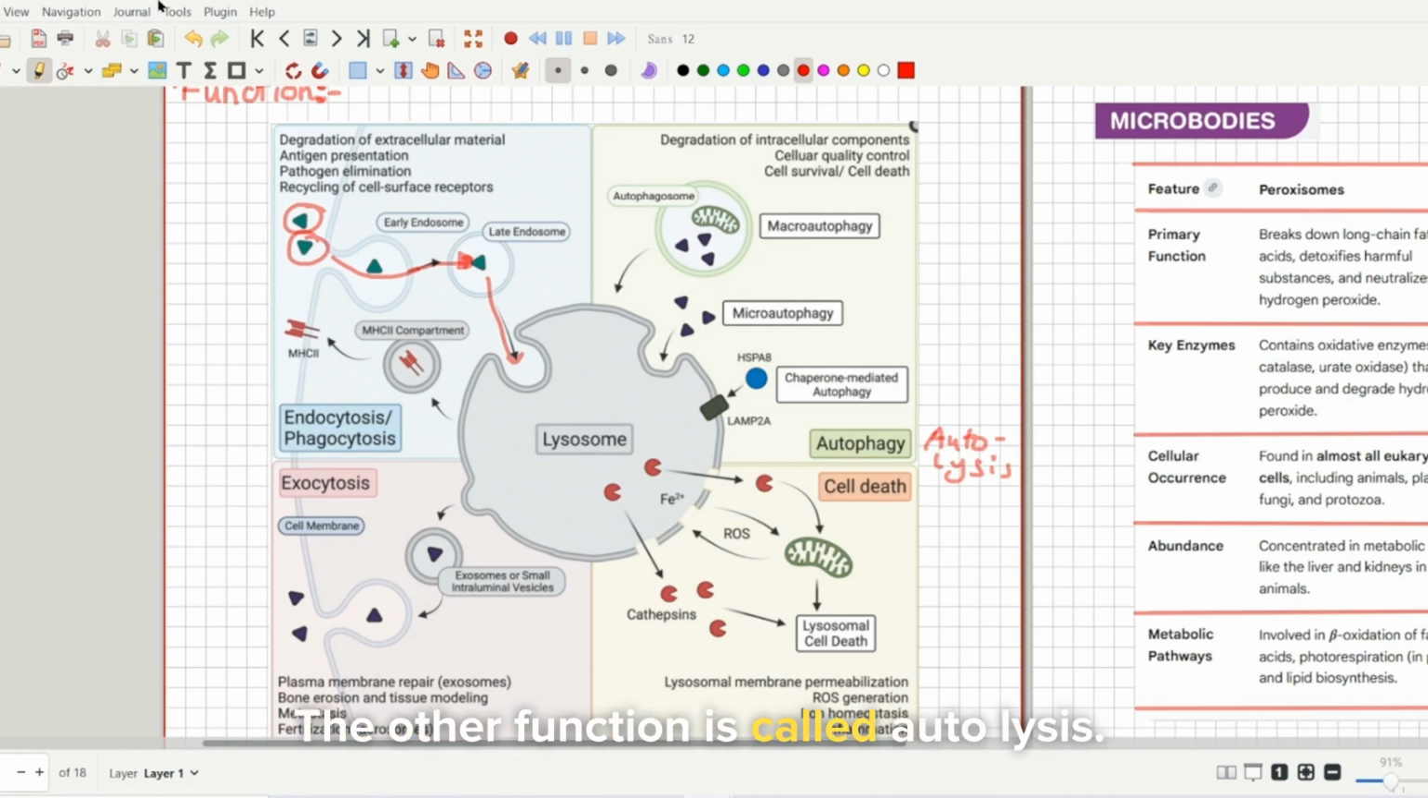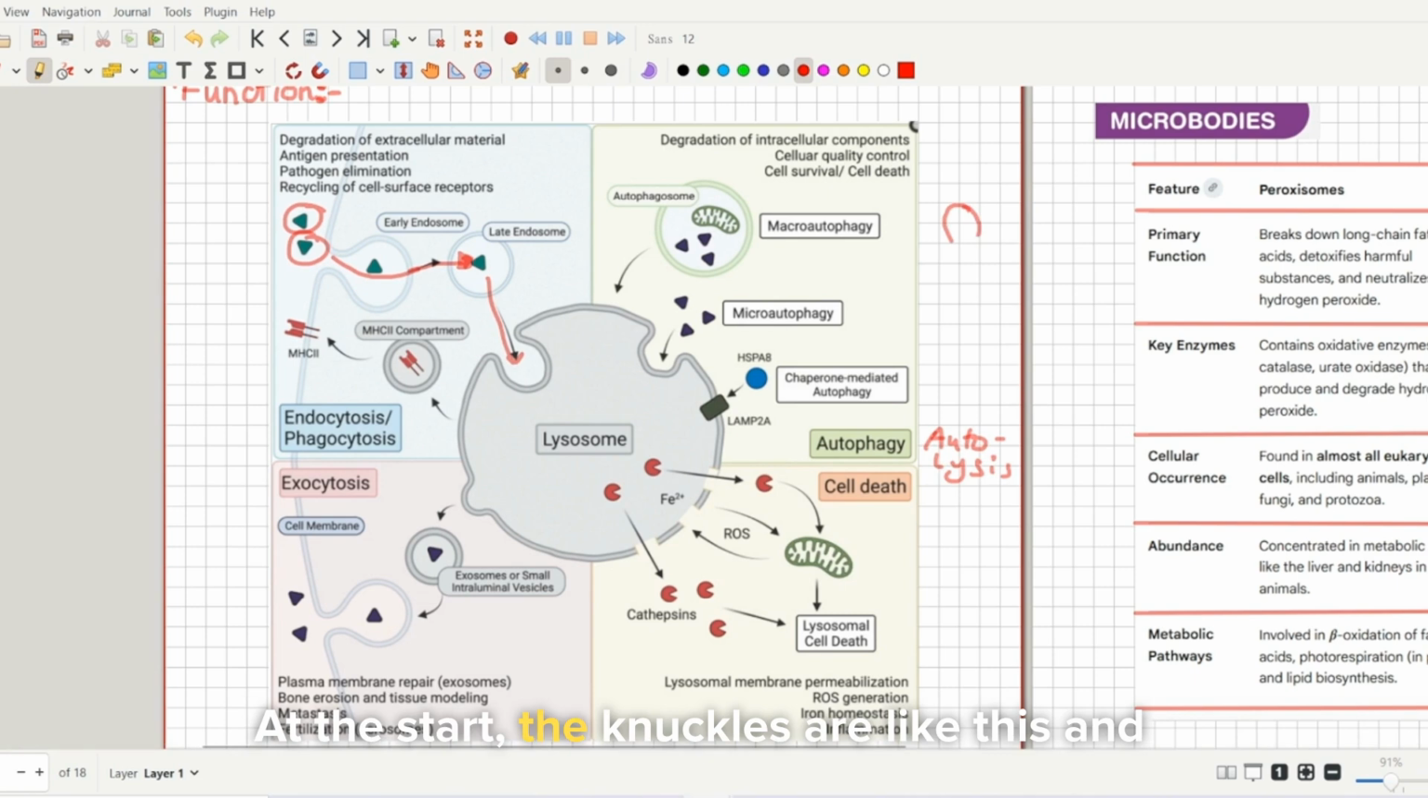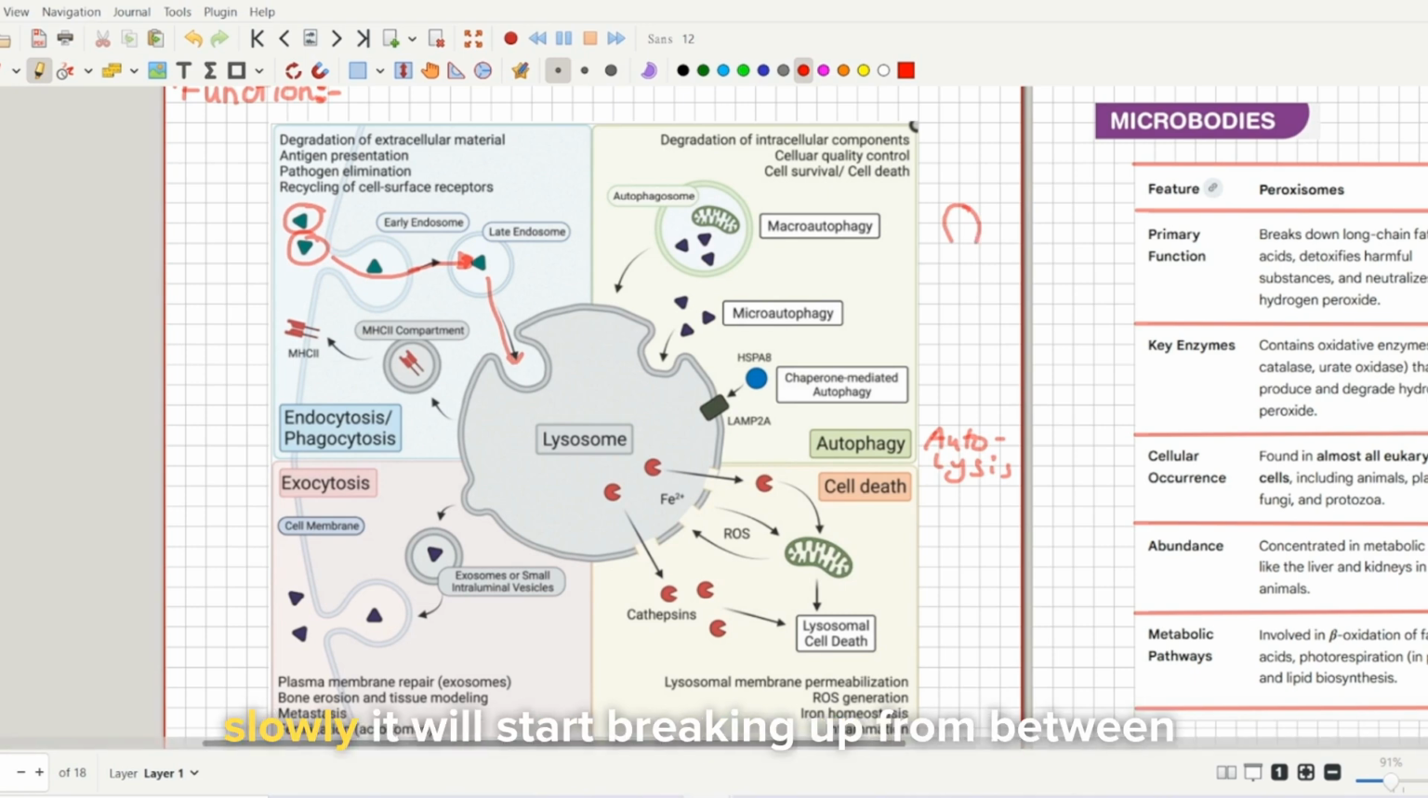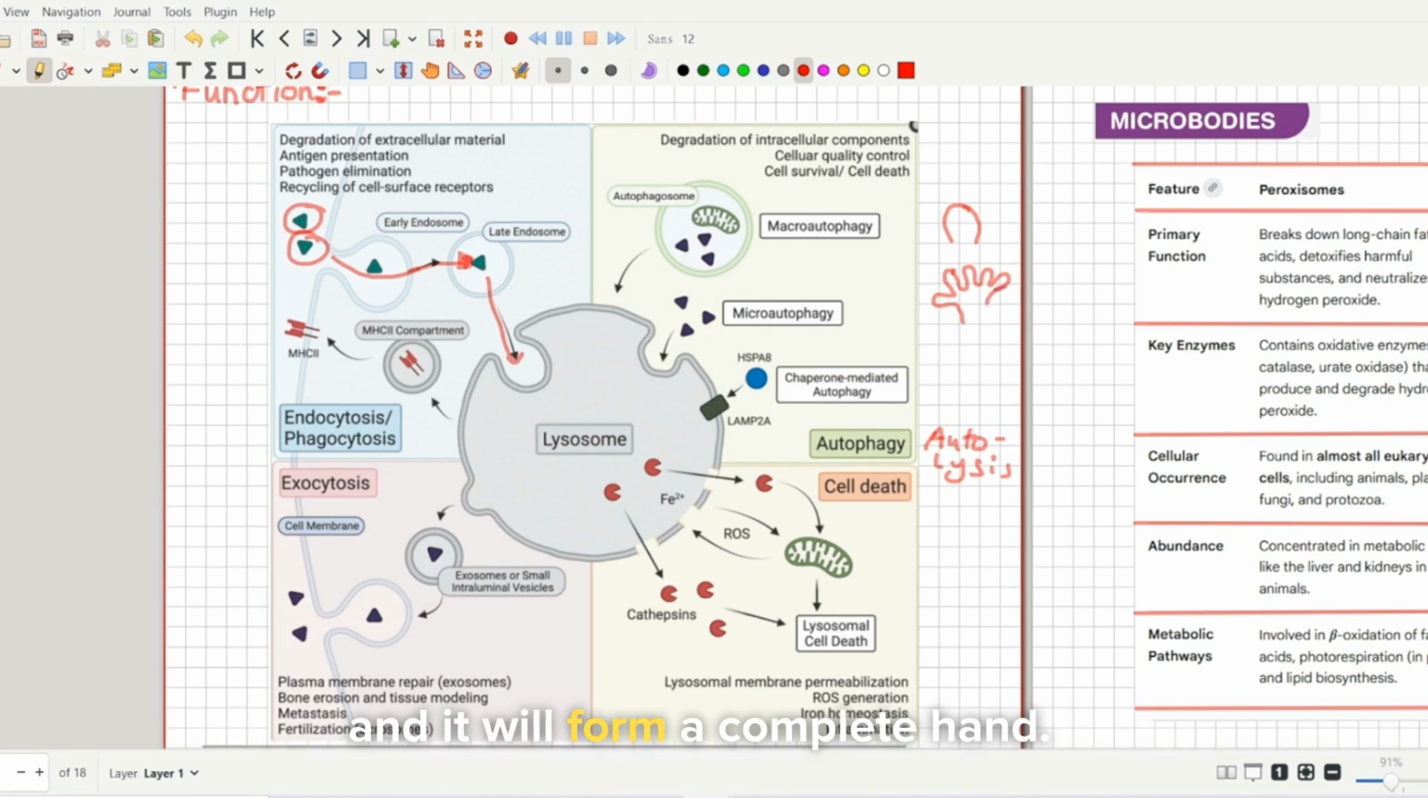The other function is called autolysis. Autolysis is similar to autophagy, but it is controlled eating up. For example, if you want to develop a hand, you know that a baby does not have 5 fingers at the start. The knuckles are like this, and slowly it will start breaking up from between, and the fingers will start separating out like this, and it will form a complete hand.